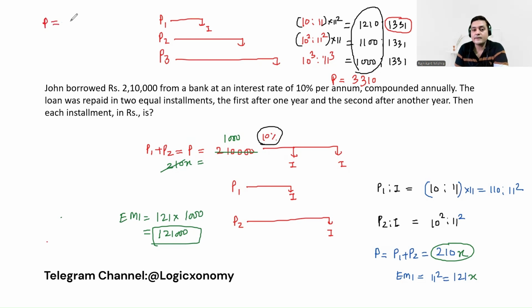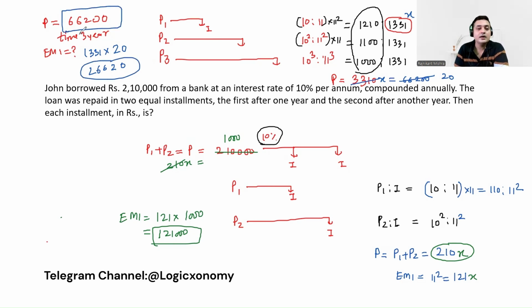Suppose the principal amount is 66,200 and the time period is 3 years, and you need to repay it in 3 equal installments. The question is to find out each EMI. There are 3 EMIs here. Here 3310 represents principal, so 3310x will be equal to 66,200. x will be equal to 20. EMI will be 1331x, and x is 20. So total EMI will be 26,620. If your principal is 66,200, time period is 3 years, meaning you need to repay it in 3 equal EMIs, and rate of interest is 10%, then we can repay this amount equally, 26,620 each year for 3 years.